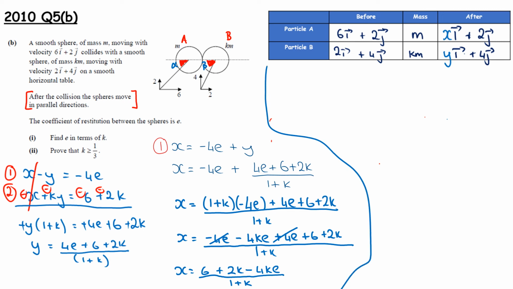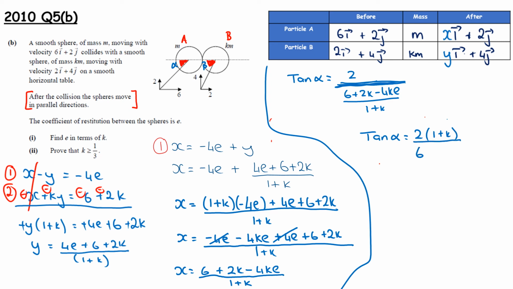Now see how we go. So the tan of alpha is the J component over the I component. So that is X. So 6 plus 2k minus 4ke all over 1 plus k, but this is the main division line. So the tan of alpha is equal to 2 times 1 plus k. Dividing by a fraction, instead we multiply by its reciprocal. 6 plus 2k minus 4ke.